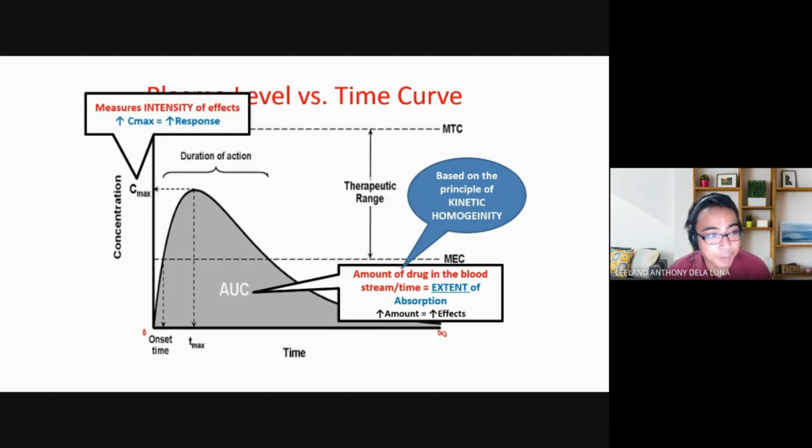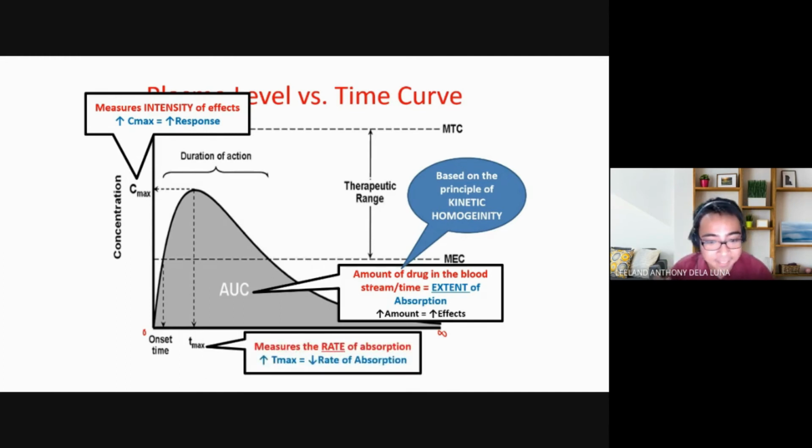Okay, next parameter class is the Cmax. So as I mentioned a while ago, this is the maximum concentration that can be absorbed from a given dosage form, following extravascular route. So the Cmax class can measure the intensity of your drug effects. So sabi natin, the higher the Cmax then, the higher will be the response.